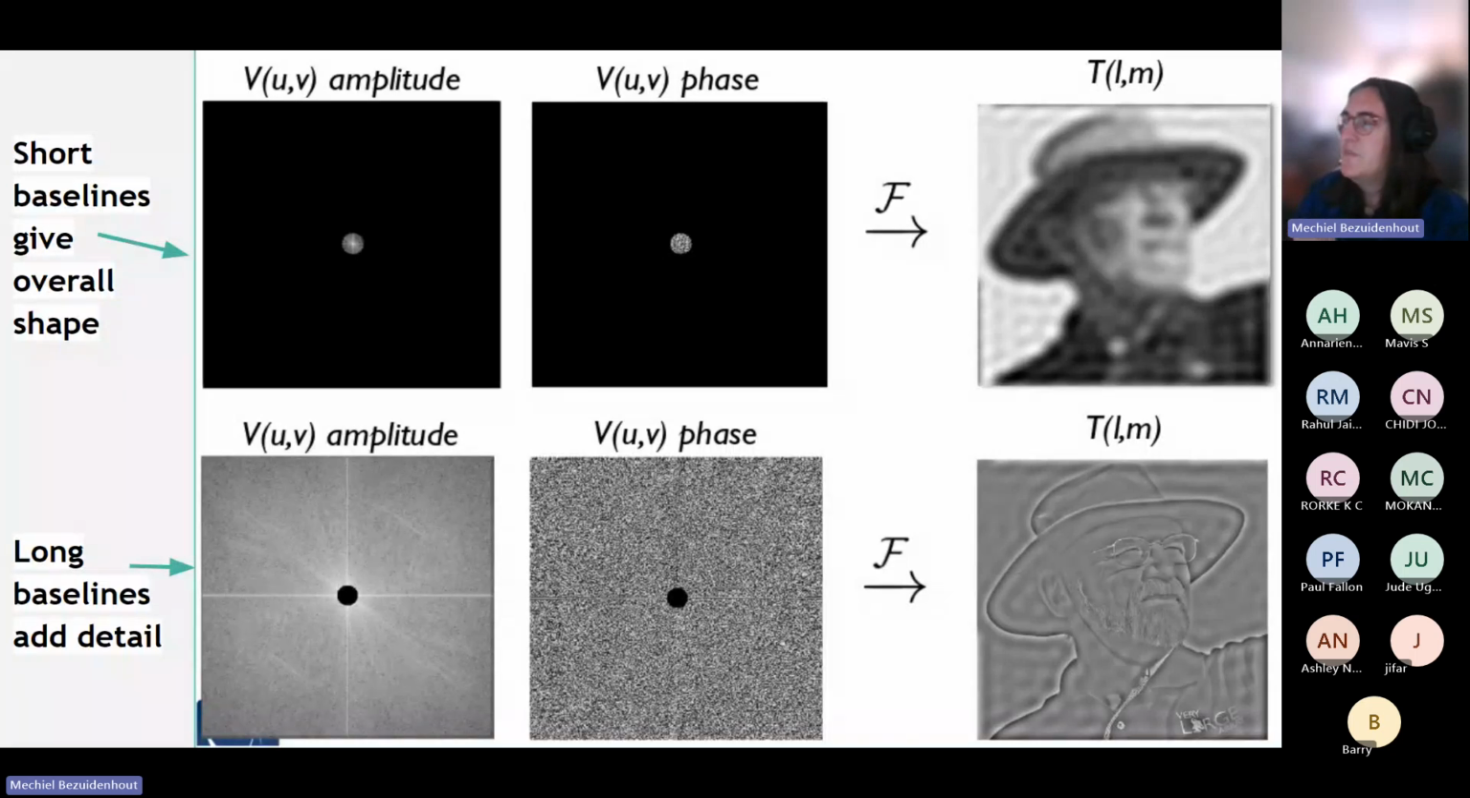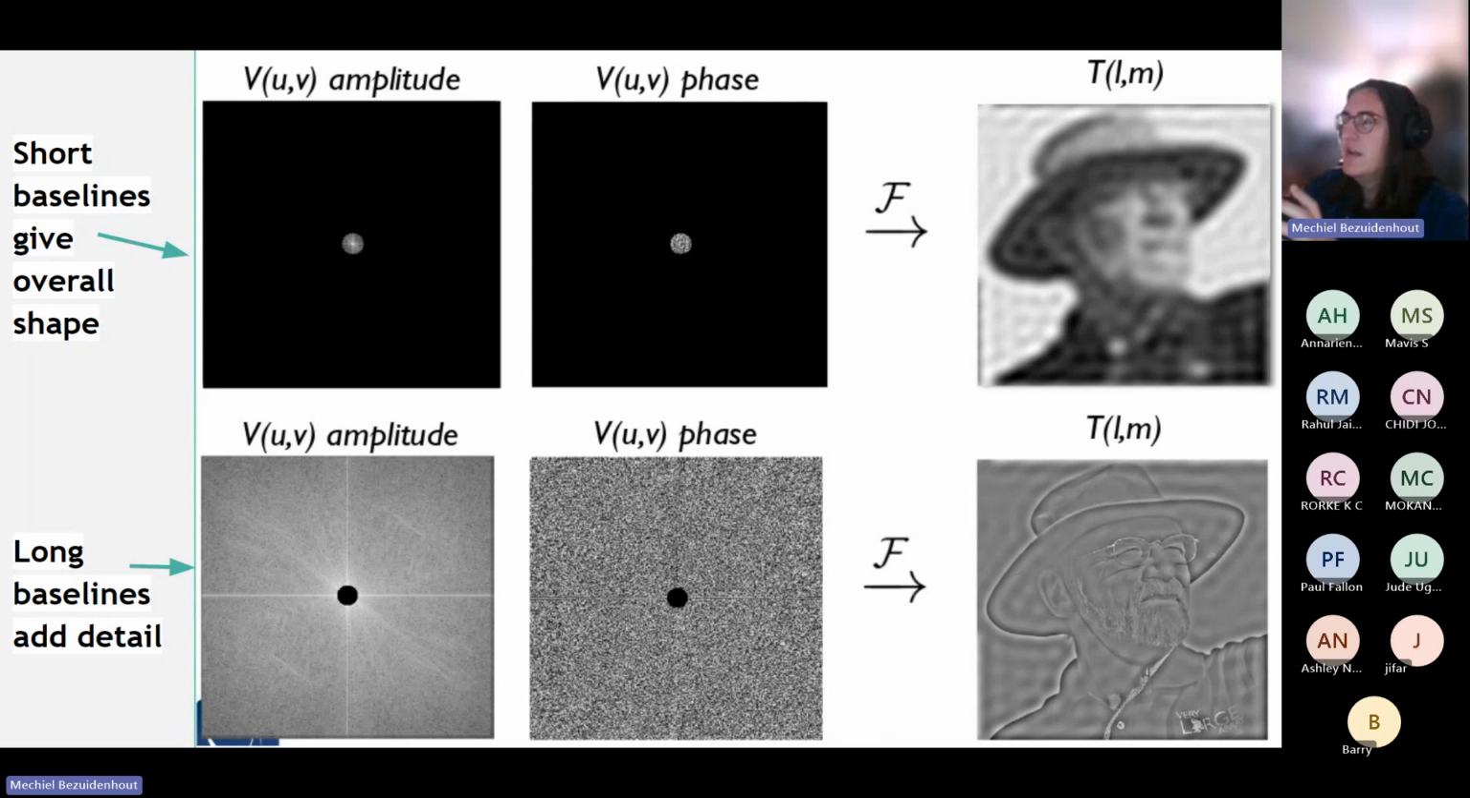You can see that this is a picture of a person wearing a hat, but you can't make out any of the detail. On the other hand, if you use only the long baselines, so you use only the visibilities far away from the center of the UV plane, and then do the Fourier transform, then you get back this image, which has all of the fine details. Suddenly you can see, oh, this person is wearing glasses. You can see his beard. You can even read the text on his shirt. But you can't make out really where anything begins and the next thing starts.